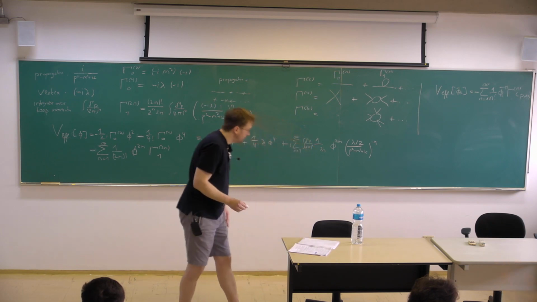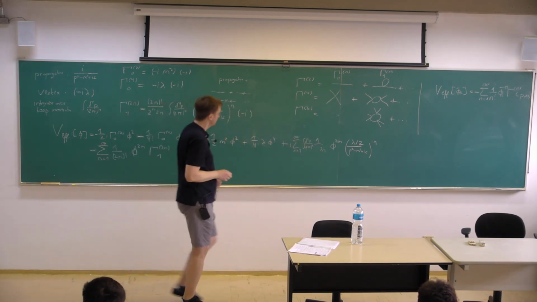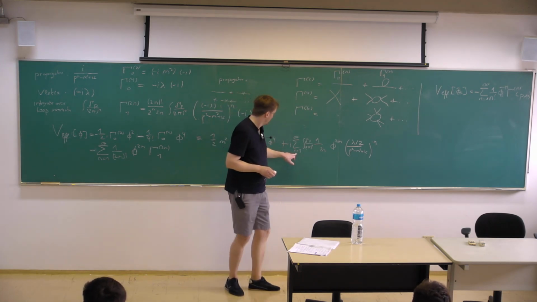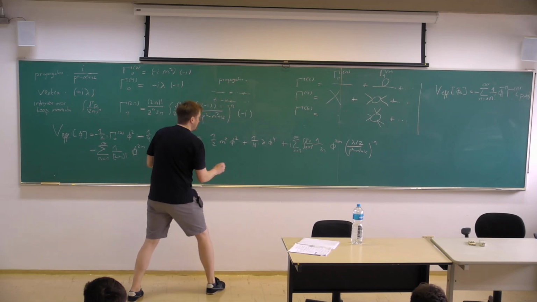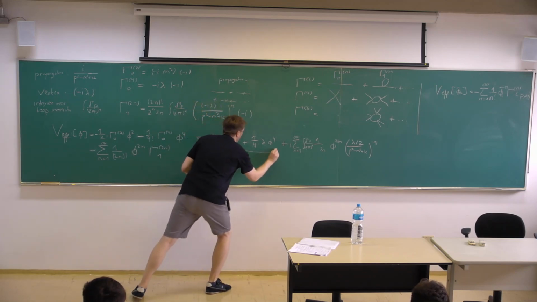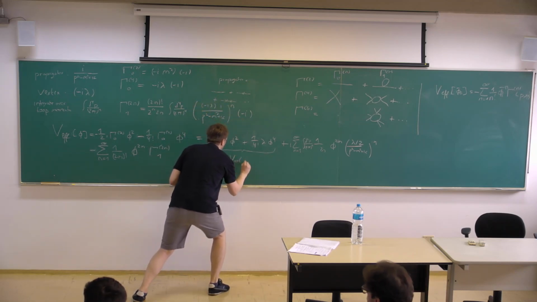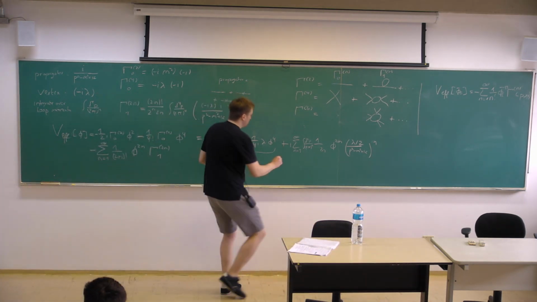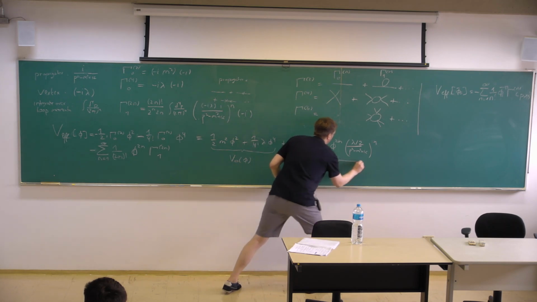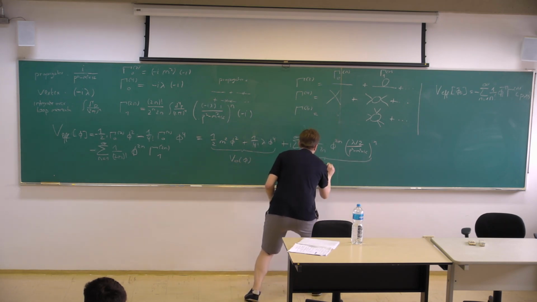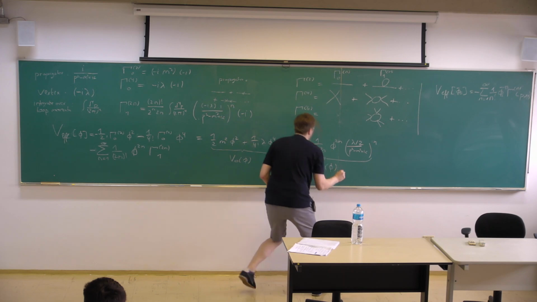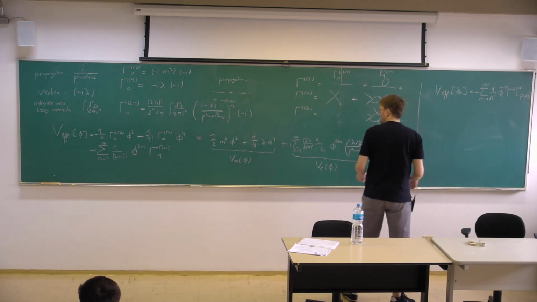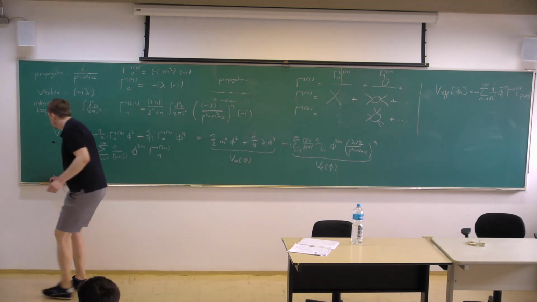Another trick is that I can actually evaluate the sum in closed form. So let me write this like this. This was what we call V0 of phi, the tree level potential that we know, we don't have to care about anymore. And this, let me call it V1 of phi. That's the one loop contribution that we want to calculate now. So let me go here.